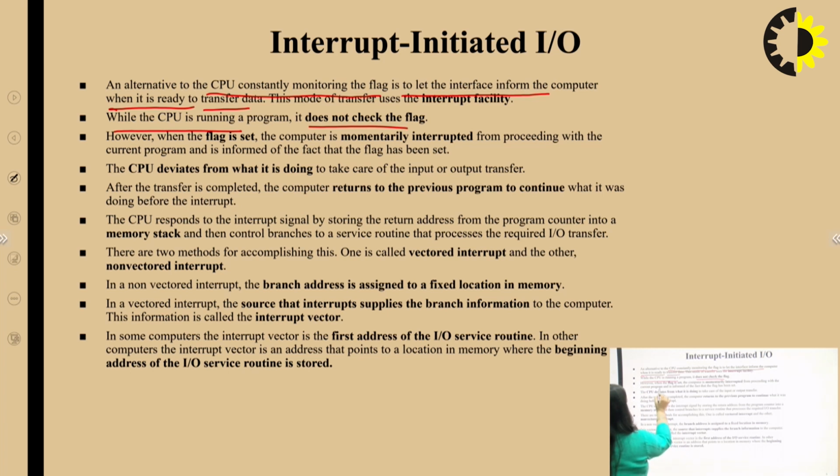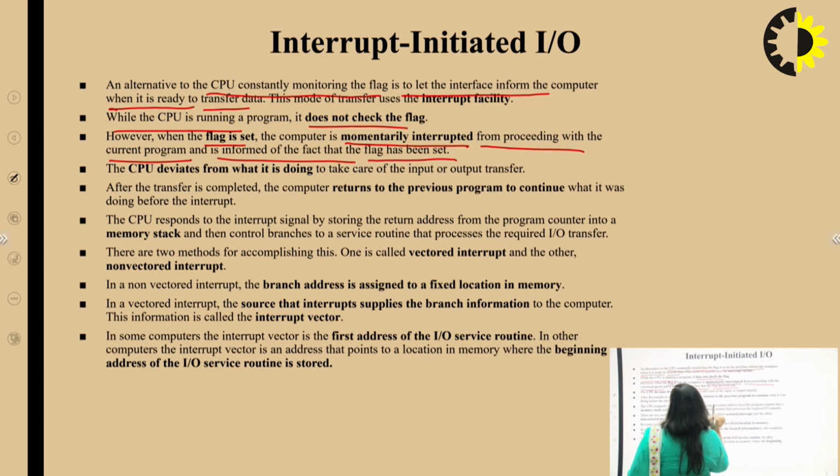However, when the flag is set, the computer is momentarily interrupted. When the flag gets set in the input output interface, the CPU will get interrupted for a very momentary second from proceeding with the current program. Whatever program the CPU is executing, it will halt for a very small time and is informed of the fact that the flag has been set.